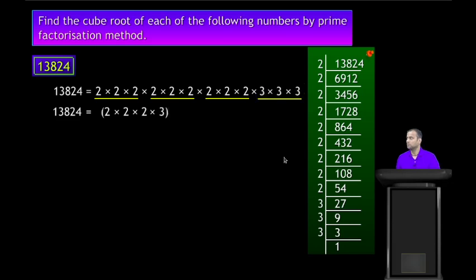Okay, so what is the value? Just multiply. Okay, good. It is 2 into 2 into 2 into 3, which is 2 2s are 4, 2 4s are 8, 3 8s are 24. So this is the cube of 24. Or in another way we can say that the cube root of 13824 is 24.